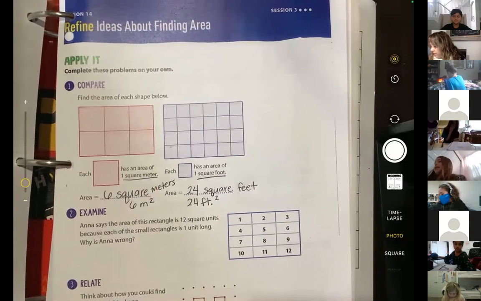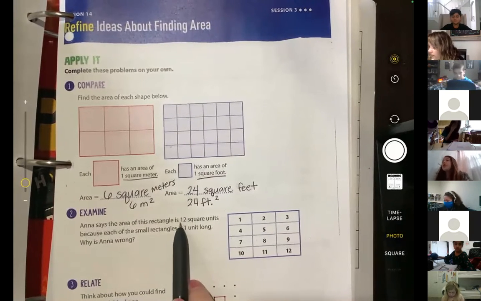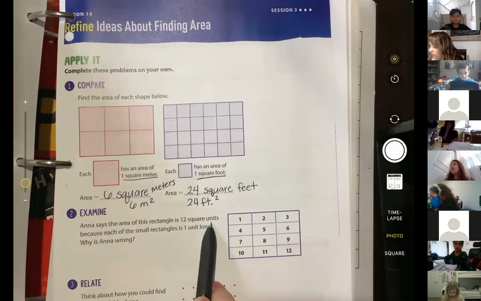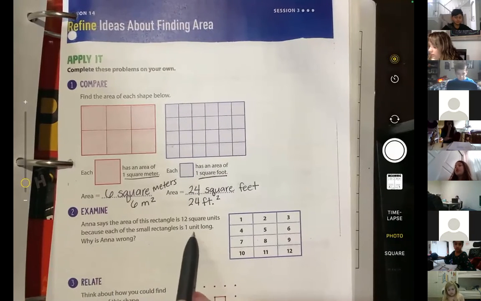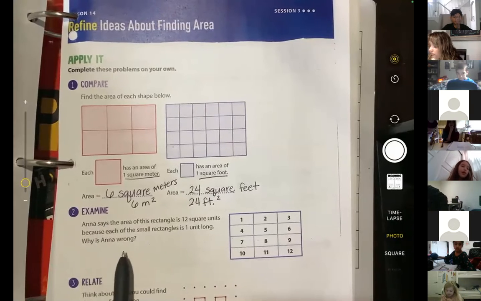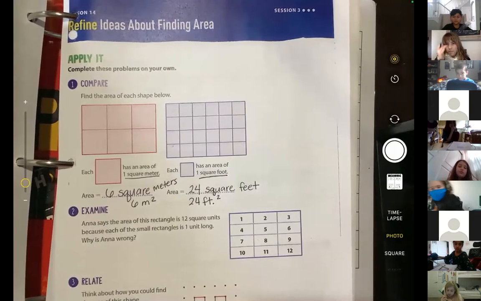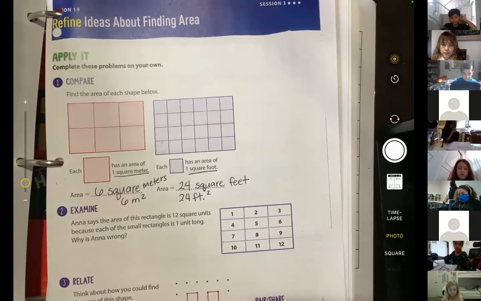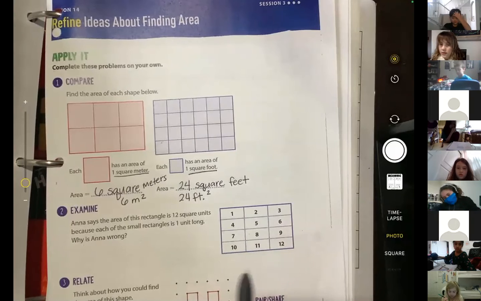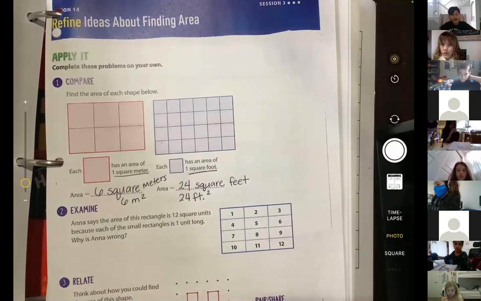Anna says the area of this rectangle is 12 square units because each of the small rectangles is 1 unit long. Why is Anna wrong? Ooh, let's think about this one. So she has her rectangle here. She labeled and numbered each of them, but she's wrong. Why do you think she's wrong?